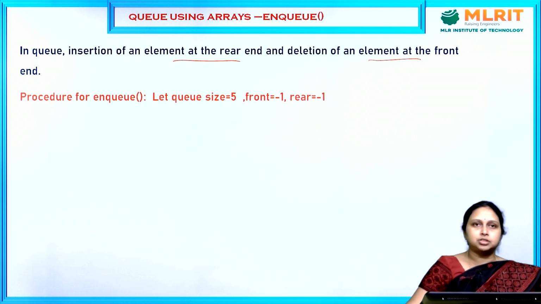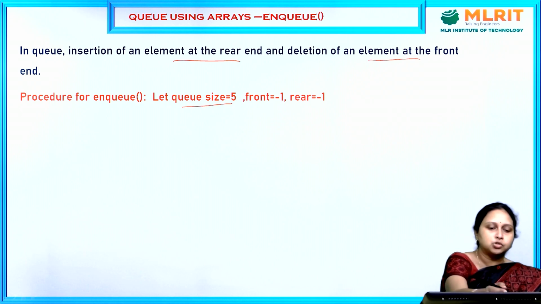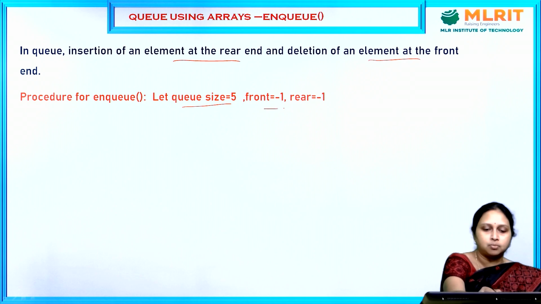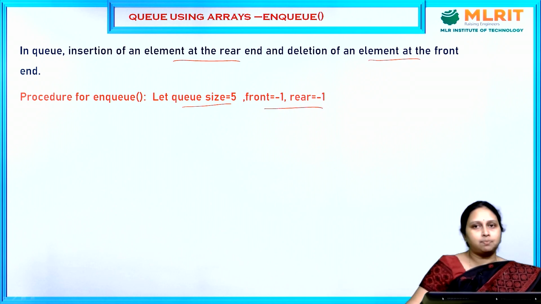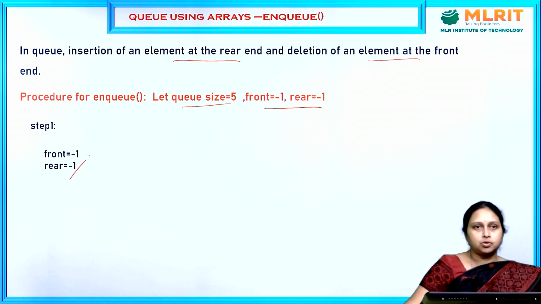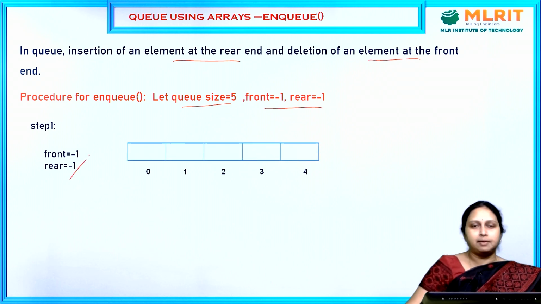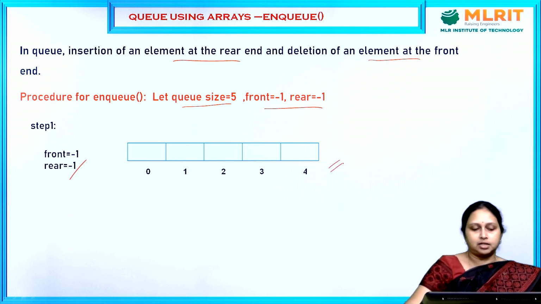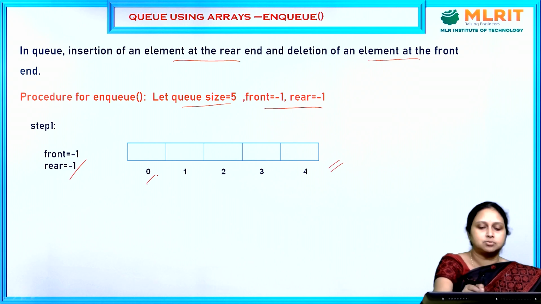This is a procedure where we are going to consider the size of the queue as 5, with front equal to -1 and rear equal to -1, which represents that the queue is empty. In the first step, you initialize front and rear to -1 so that your queue is empty and can store 5 elements. That is, the array runs from 0 to 4.